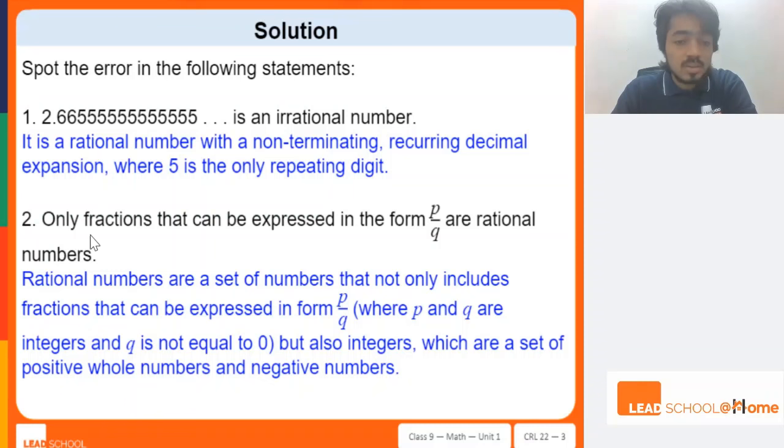Second statement is only fractions that can be expressed in the form p upon q are rational numbers. Now rational numbers are a set of numbers that include fractions that can be expressed in the form p upon q, where p and q are integers and q is not equal to 0. But also integers, which are a set of positive whole numbers and negative numbers. So integers are also included in rational numbers. So this is also incorrect. This is the error. Only fractions are not rational numbers. Integers are also rational numbers.